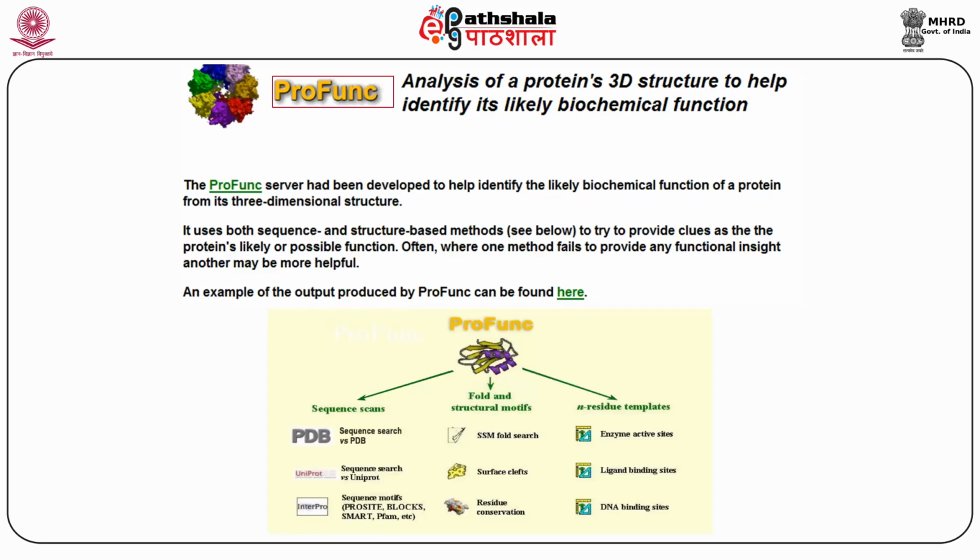Then it goes for fold analysis, like the folds and structure motifs present, then the surface clefts and residue connections. It also helps to find the enzyme active site, the ligand binding site, and whether this protein has a DNA binding site, yes or no. If yes, then where it is located. In that way, ProFunction gives you well organized structure information for any protein, which can be done on this server.